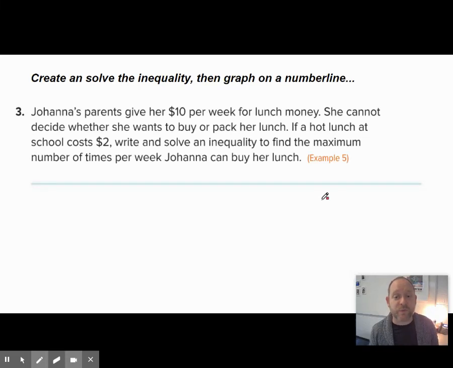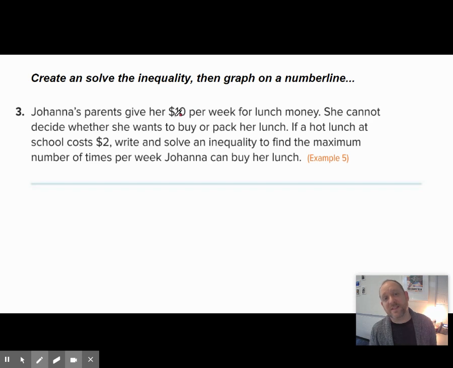All right, so for question number 3, we're going to get into problems that are a little more difficult. We're going to have to create an inequality, then solve it, then graph on the number lines. We're going to have to do all of the parts of figuring out how the inequality can represent this given situation. So let's just start by reading through the problem.